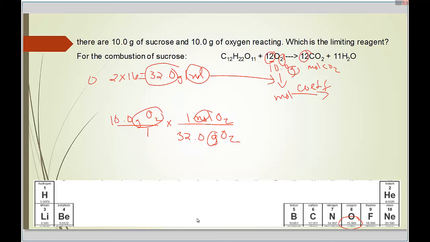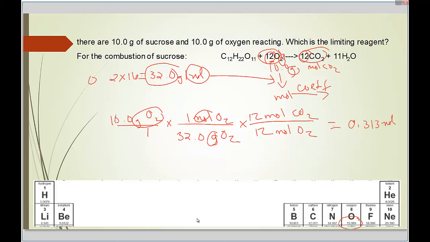Now I use the coefficients. I have moles of O2 on the top, which means I want to put moles of O2 on the bottom. The coefficient for it is 12. I'm going to CO2, so I'm going to use 12 moles of CO2 on the top. So 10 divided by 32 times 12 divided by 12, that's going to come out to be 0.313 moles of CO2.